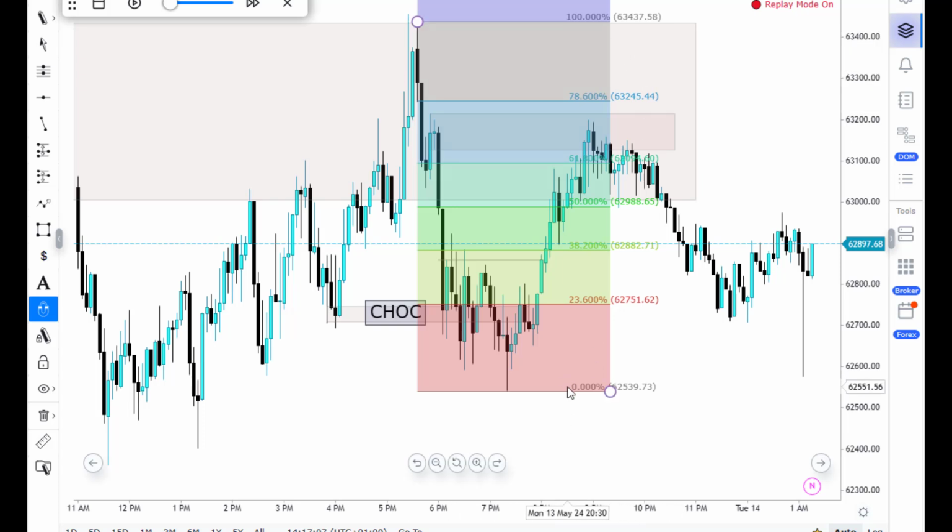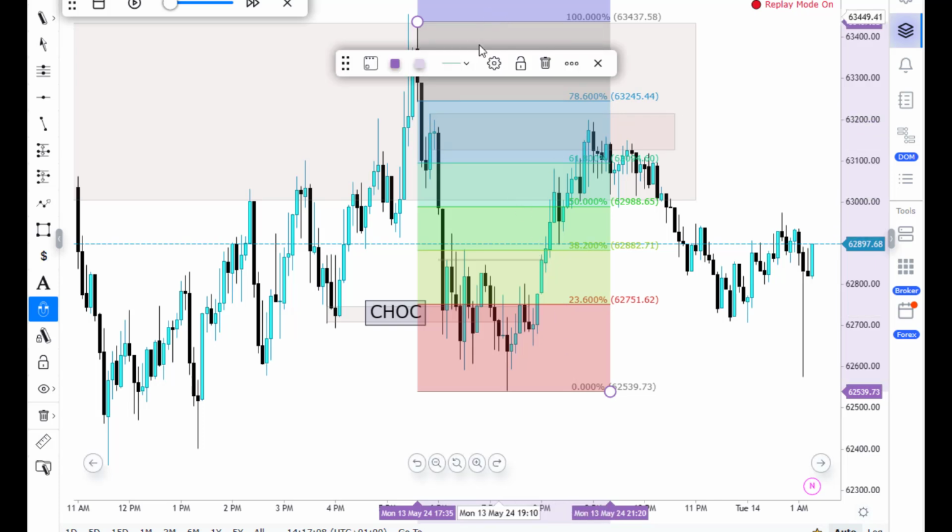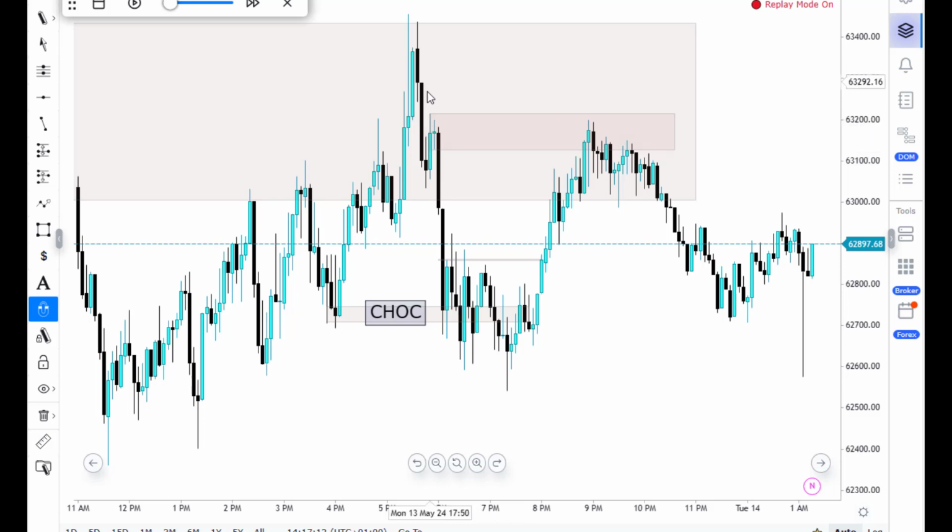The Fibonacci is actually used when there is no order block, when price actually changes character and you do not see candlesticks like this that leave behind imbalances. That's when we use the Fibonacci. But now that we have imbalances, we can talk about this particular entry technique.